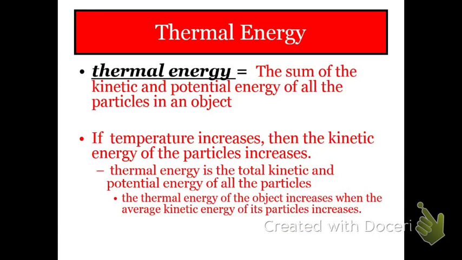Okay, so we have this stuff called thermal energy. Thermal energy is just the sum of the kinetic and the potential energy of the particles. In the last chapter, if you take kinetic energy and potential energy and add them together, you get mechanical energy. Well, this is more specific. This is of the particular particles of something. So if you have atoms' kinetic energy plus atoms' potential energy, you get thermal energy.